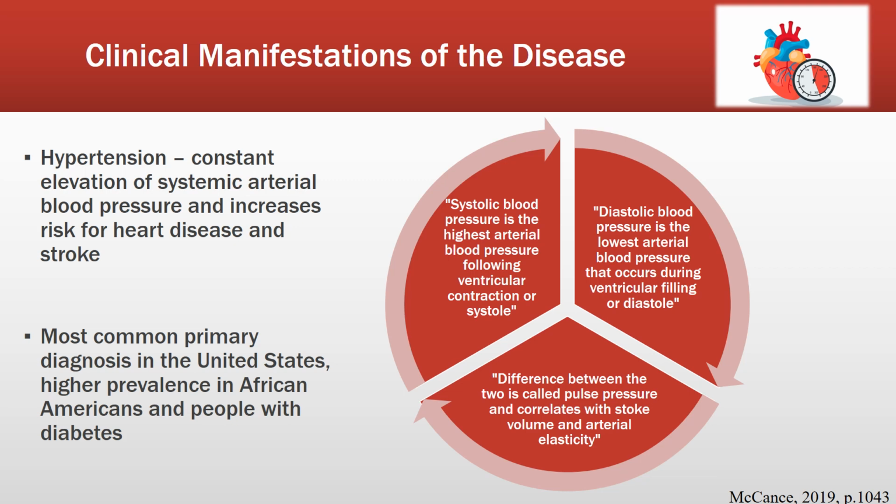Systolic blood pressure is the highest arterial blood pressure following ventricular contraction, or systole. The diastolic blood pressure is the lowest arterial blood pressure that occurs during ventricular filling, or diastole. The difference in the two readings is called pulse pressure and correlates with stroke volume and arterial elasticity.